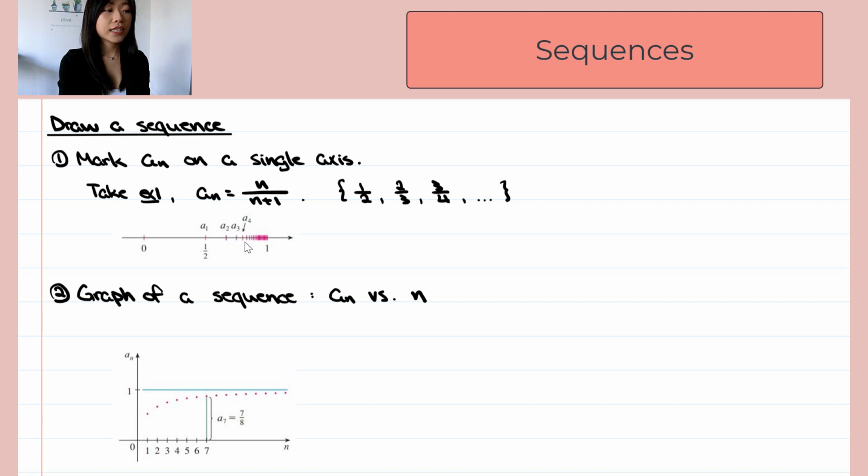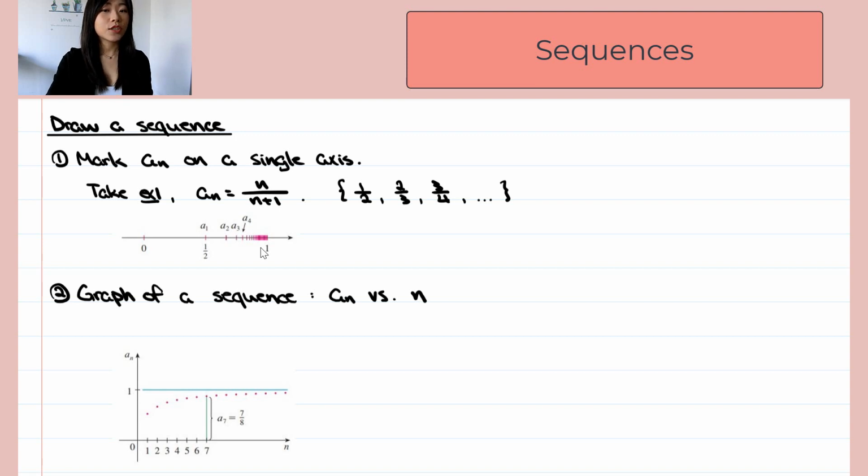From drawing out a sequence, we could clearly see if a sequence approaches a number. From this example, we see that a_n approaches 1. As n approaches infinity, the terms get closer and closer to 1.